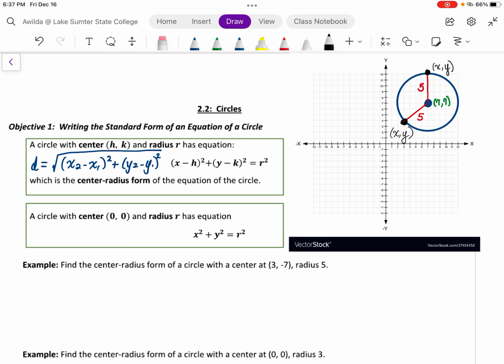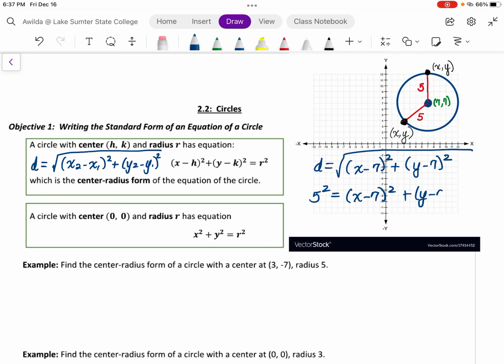So again, let's use the distance formula here. Distance is equal to the difference between the x coordinates squared plus the difference between the y coordinates squared, and then we would take the square root of both sides. In this case, the distance is equal to 5, and if we were to square both sides, we would get that 5 squared is equal to x minus 7 quantity squared plus y minus 7 quantity squared. And voila, we have the equation of the circle.